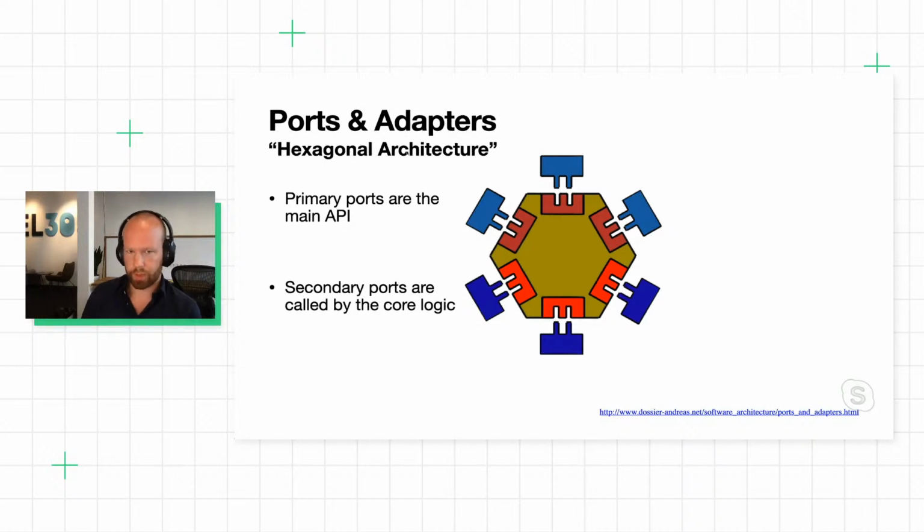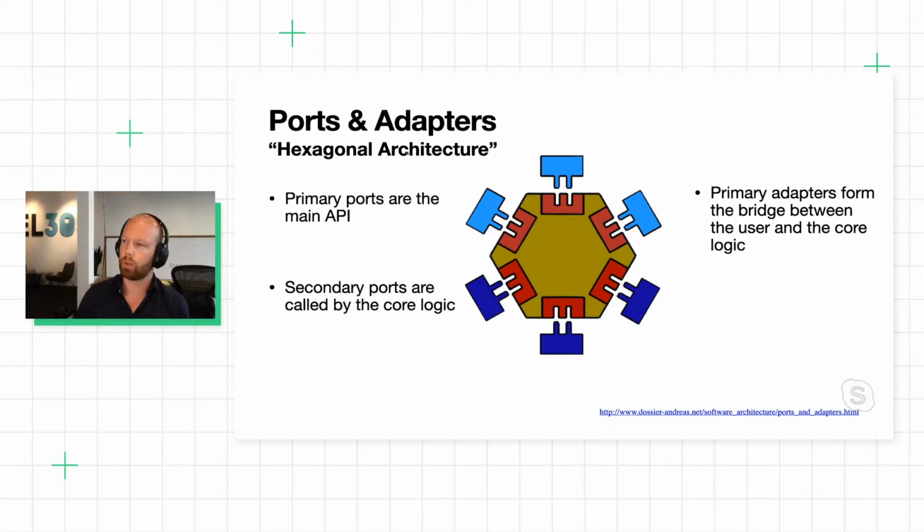To couple this kind of hexagon to the rest of your application, you need adapters. And at the top, you would have primary adapters. So these are the blue thingies at the top. And a primary adapter is basically the piece of code that bridges the core logic with the user. So this could be a unit test function if you want to test it, or it could be a controller-like function that interacts with the user interface and the core logic. And the primary adapter is the one responsible for interacting with the core logic.